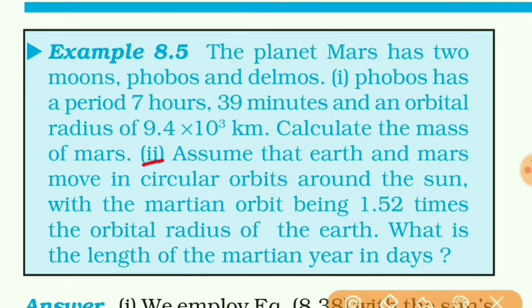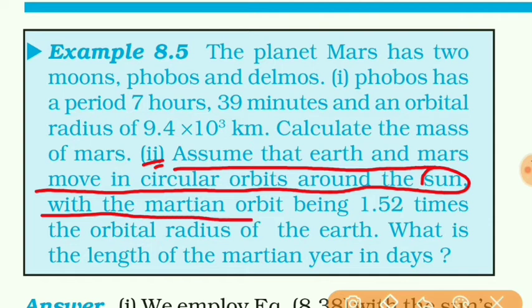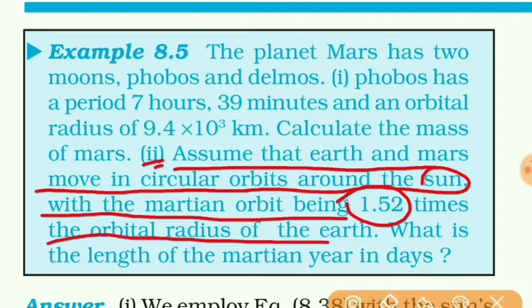Also, we have to assume that the Earth and Mars move in circular orbits around the Sun, with the Martian orbit being 1.52 times the orbital radius of the Earth. And from this, we have to find the length of the Martian year in days.